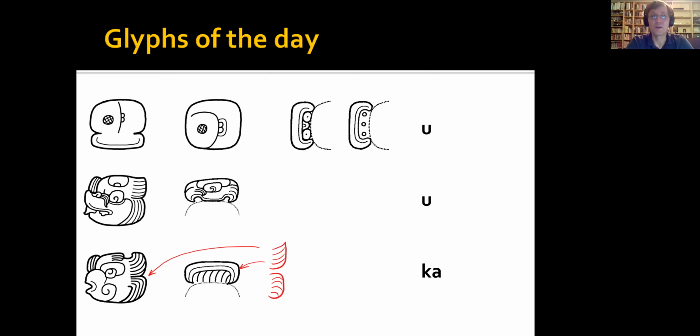So one of the most common signs in Maya writing is U. It is common because most of the Maya inscriptions are in third person singular. So he, she did something. And that is expressed by a prefix U on verbs, nouns, adjectives. And so you're very likely to encounter it almost in every hieroglyphic text.